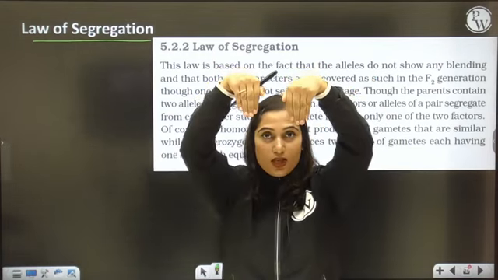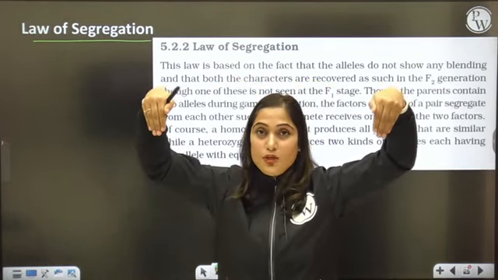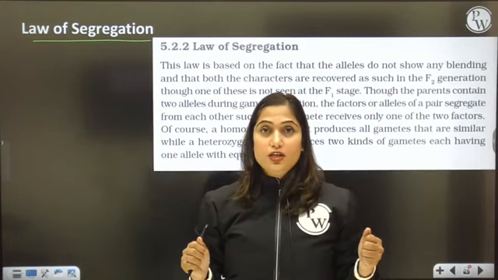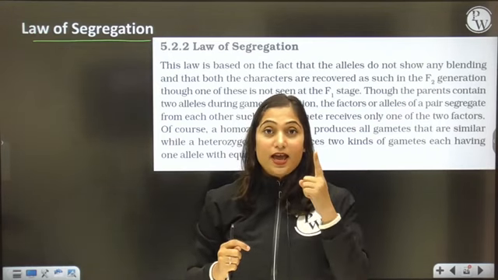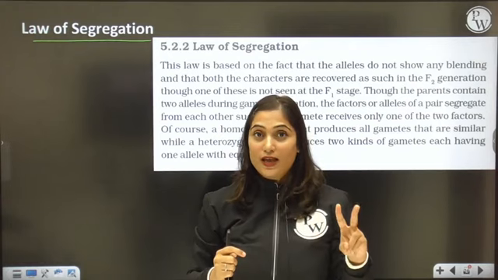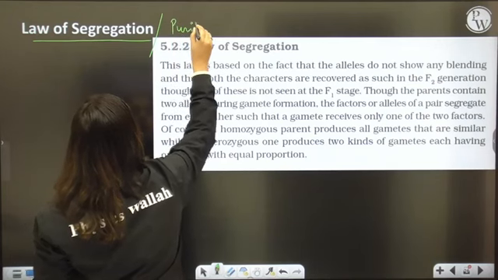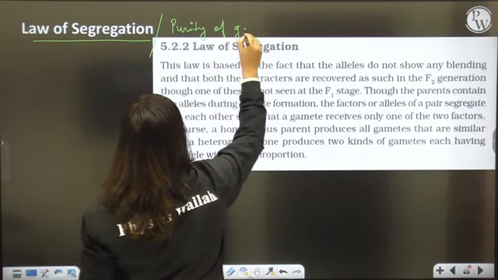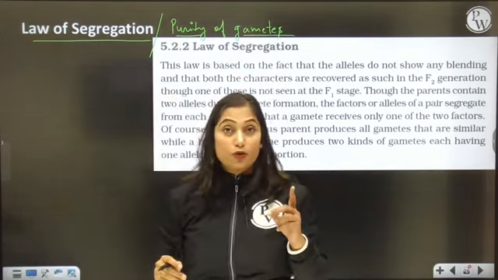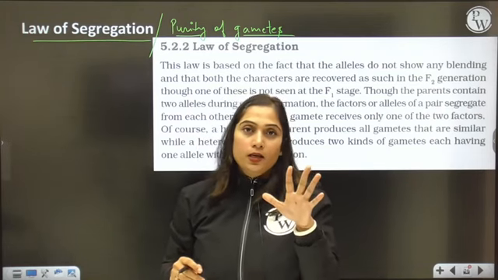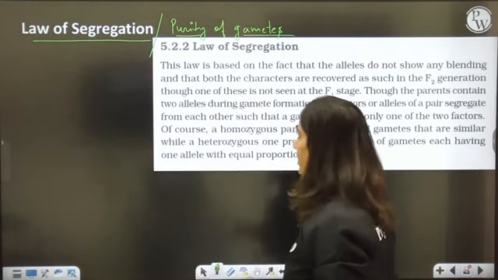The 2 copies of the same gene present on the homologous chromosomes also get segregated during gamete formation, such that each gamete receives only 1 copy of the gene. That means one gamete can have either capital T or small t, never together. So this law of segregation is sometimes also called the purity of gametes. The law which explains purity of gametes. That means a gamete is pure for an allele; for an allele, there would be only 1 copy of the gene present in the gamete. So this is the law of segregation.